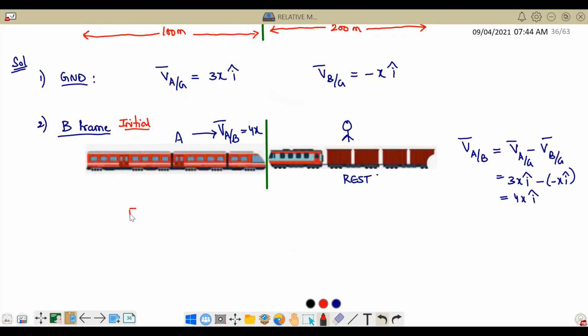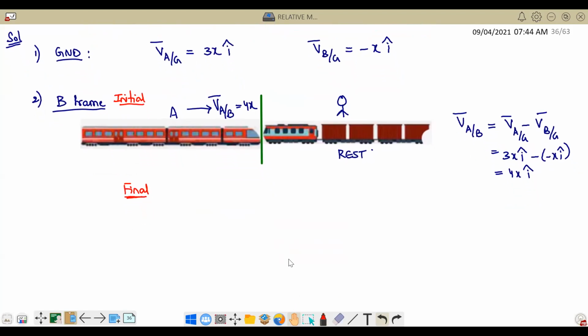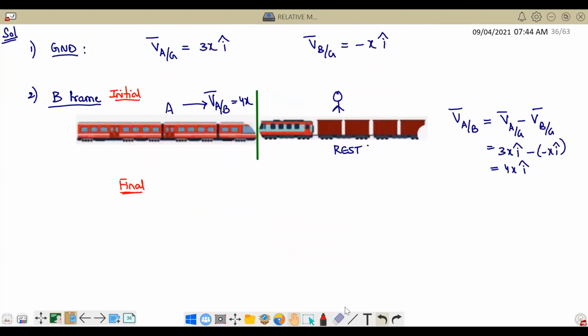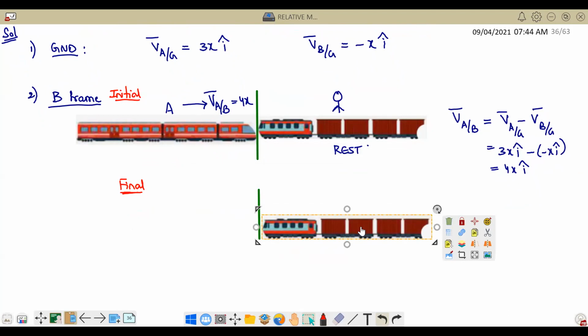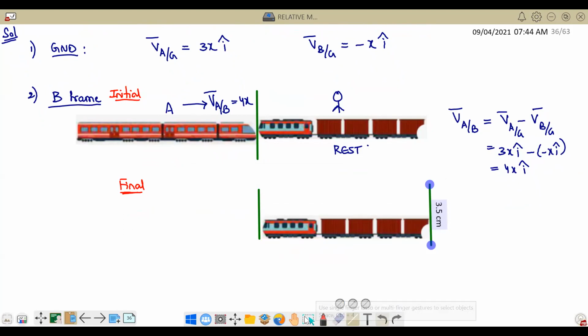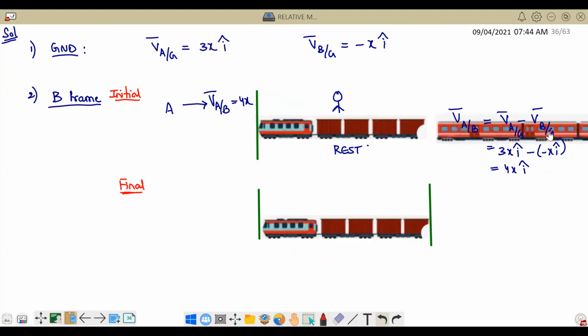Now when is the train said to cross B? Train B will be here only. Train B won't move, so train B will be as it is here. Now train A is said to have crossed when it moves from here to here like this.